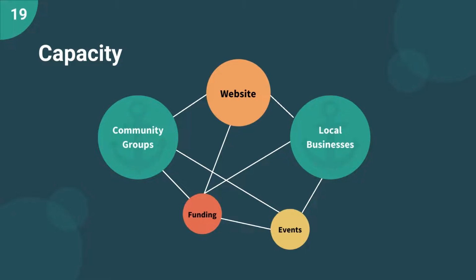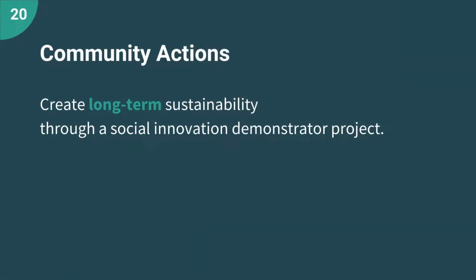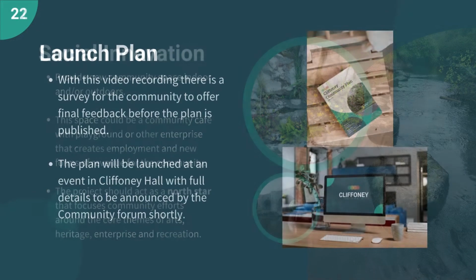Each of these actions will build the overall capacity of the community. Stronger relationships encourage greater participation, new businesses to form, and rituals and routines to take root in the community. This will give you a solid foundation to implement more extensive, longer-term actions, such as a social innovation demonstrator project, which will act as a North Star to orientate community efforts over the lifetime of this community plan. Social innovations in local communities can create employment and new forms of revenue which can be used to develop new community spaces such as a playground.